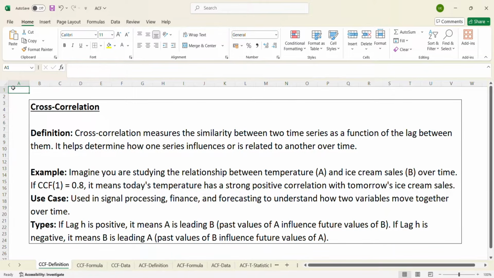However, in today's video, we are going to understand something called cross correlation, which is a combination of both these concepts, a combination of correlation as well as autocorrelation with a lag. So as a combination of these two, we are going to understand something called cross correlation. Let's get into the video.